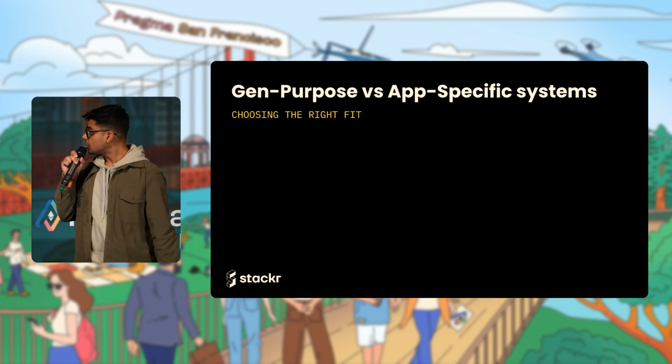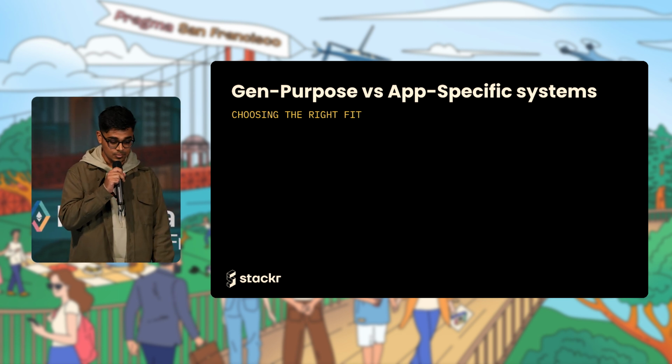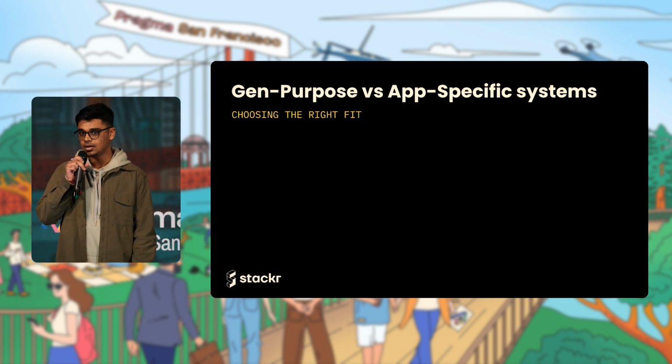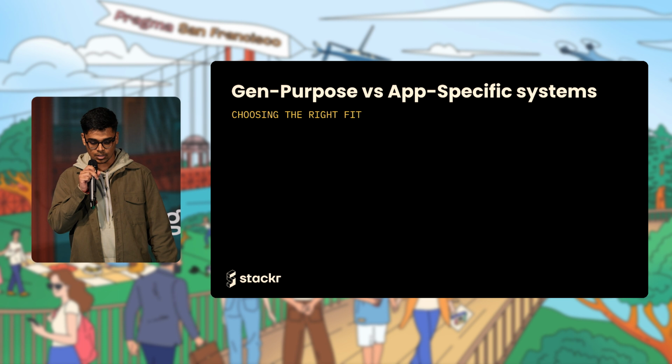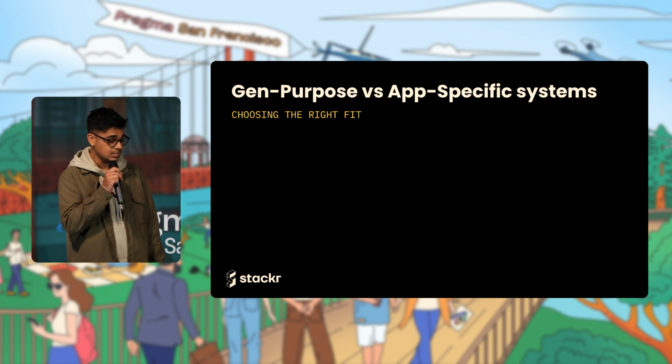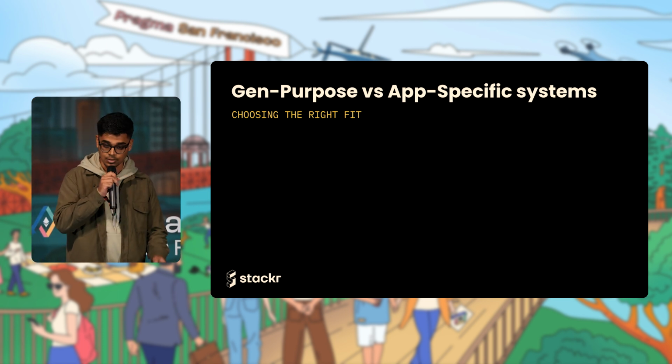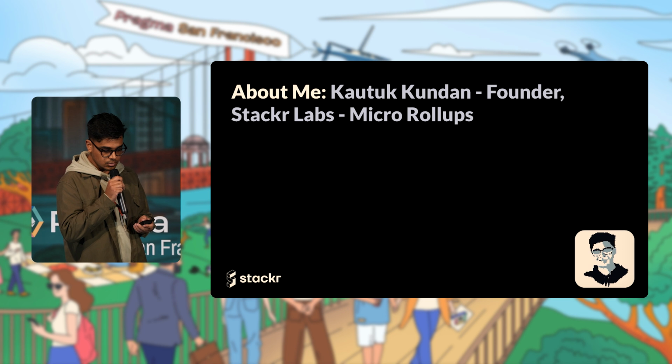Hello. Thanks, Karthik. Hey, everyone. So my name is Kautuk, and I'm the founder of Stackr Labs. I'll talk more about it in the coming slides. So the topic for my talk is general purpose versus app-specific systems. I've kept it a pretty broad overview of different things, and then I'll go over what's the best fit for you.